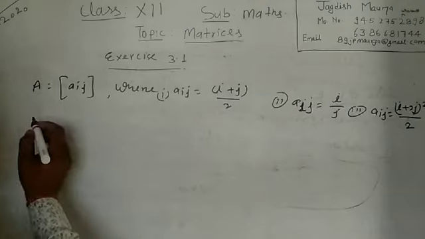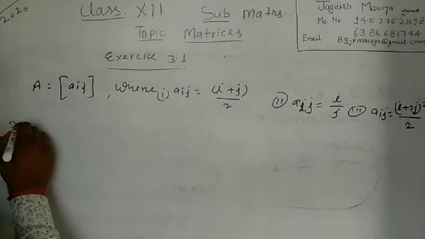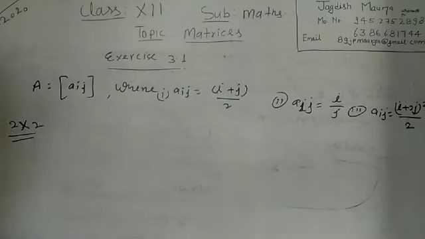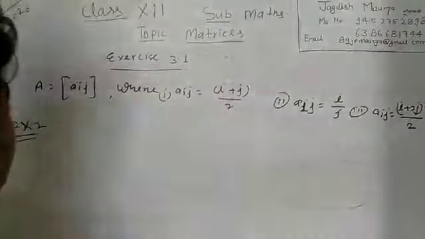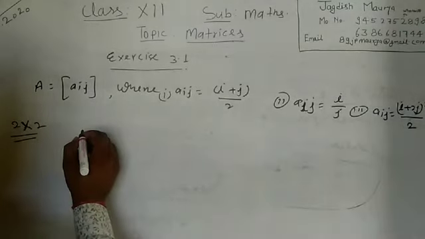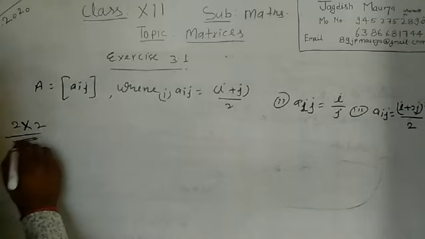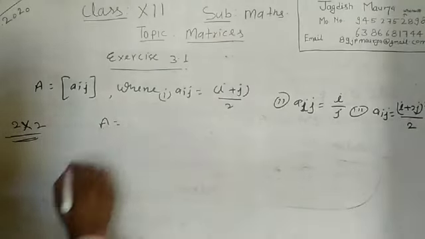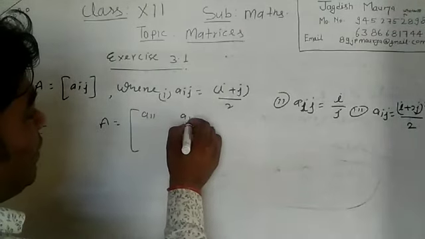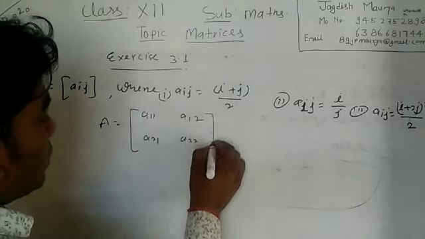Here we have to write a matrix of order 2 by 2. Here, first, given Aij. The order is 2 by 2. So the matrix A equal to A11, A12, A21, A22.